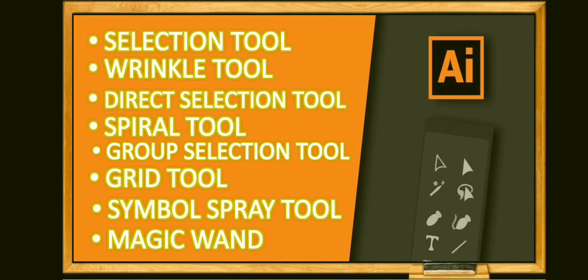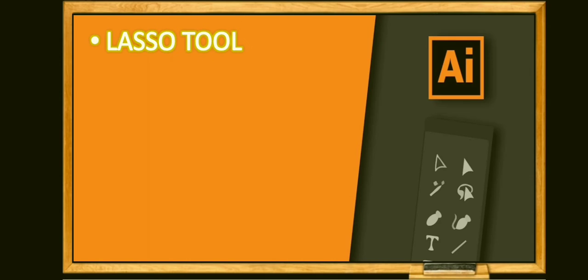Next is the magic wand. The magic wand selects objects with similar attributes. It selects objects with the same fill color, stroke weight, stroke color, opacity, or blending mode. We can specify the color range or tolerance to control what the magic wand tool selects. Next is the lasso tool. This function selects objects, anchor points, or path segments within an object.